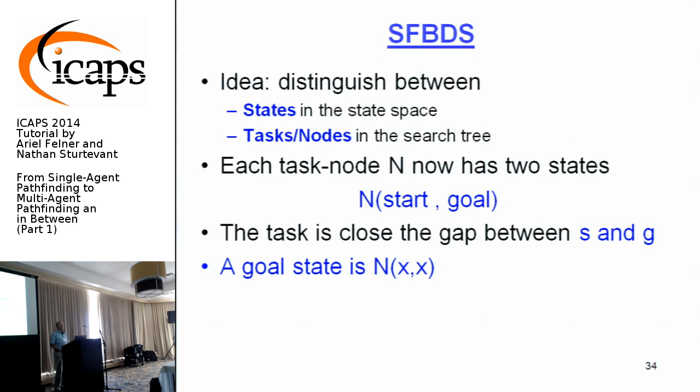So I would like to differentiate between states in the state space, actual states, Portsmouth, Boston, whatever, and nodes in my search tree. But now every node has, actually, it's a task: close the gap between start and goal, okay? Of course, a goal state is a state where both sides are the same. If I want to close the gap between X and X, there's nothing to close. You're there, okay?